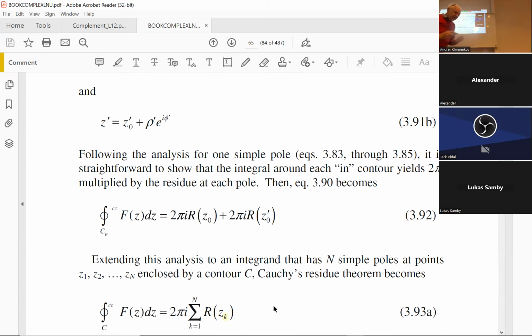For this picture, maybe I take another color. This picture corresponds to functions of this form: z minus, for example, z1, here is F1(z), an analytic function, times, it can even be a product, (z minus z2), and so on, (z minus zn). And for example, here this function is already without singularity, and we want to integrate this over this contour.